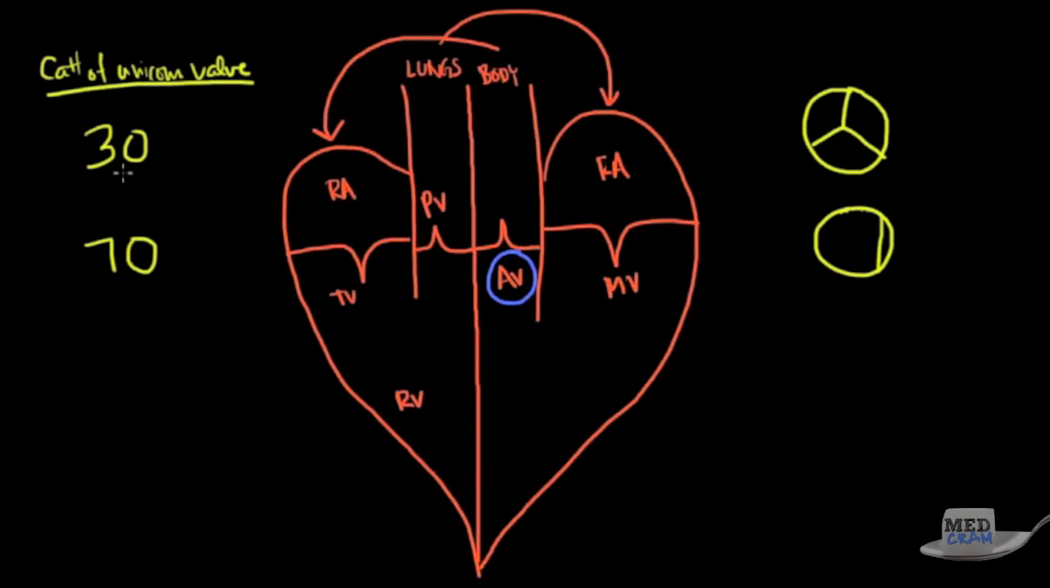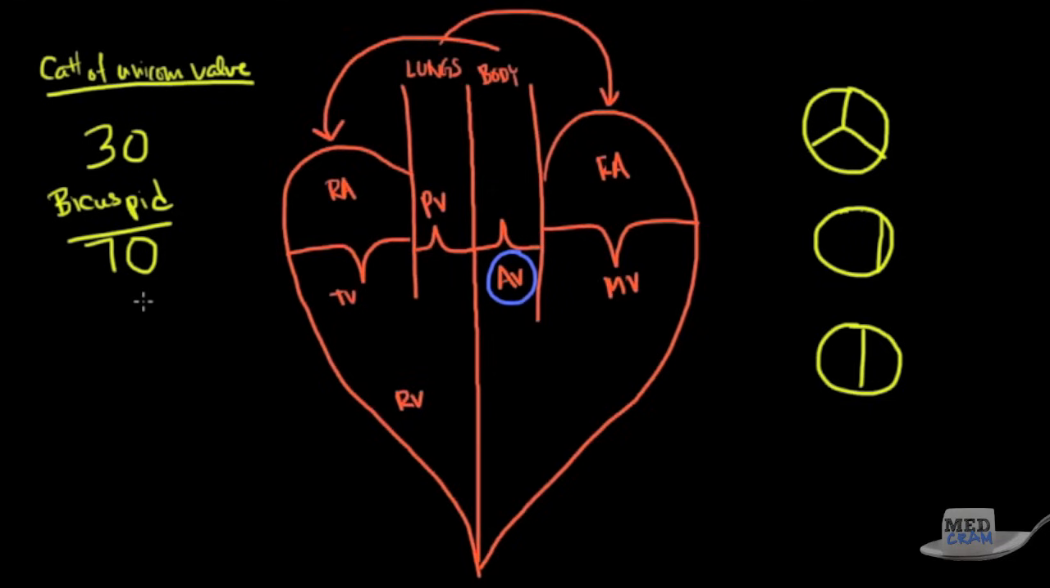What's the most common cause between 30 and 70 years of age? That's bicuspid. Bicuspid would be a valve that looks like that. So these become calcified very early, and they are the most common cause of aortic stenosis overall, and specifically between the ages of 30 and 70.